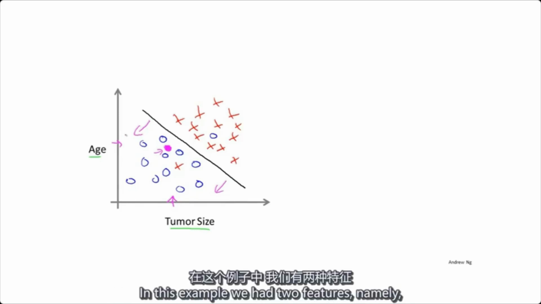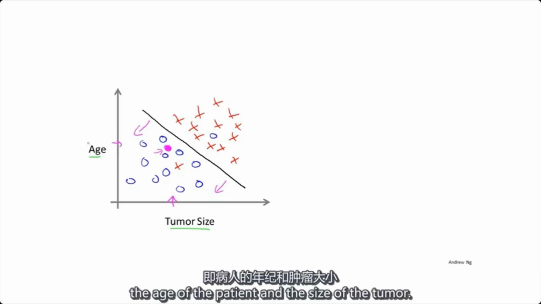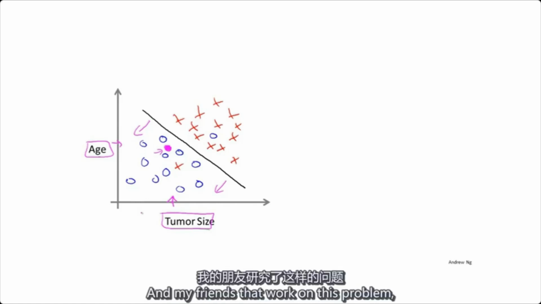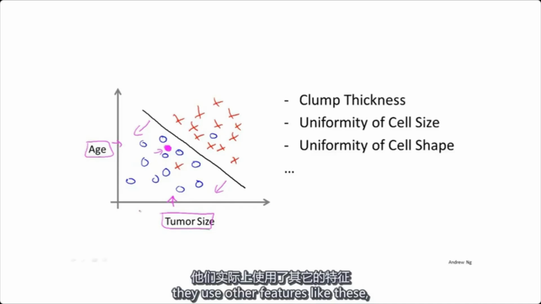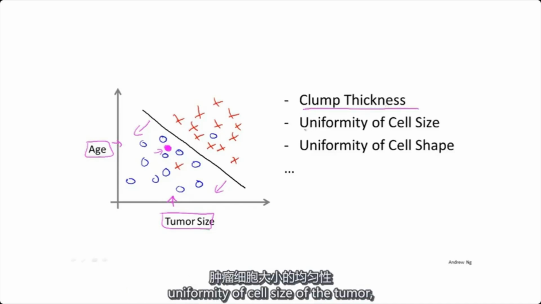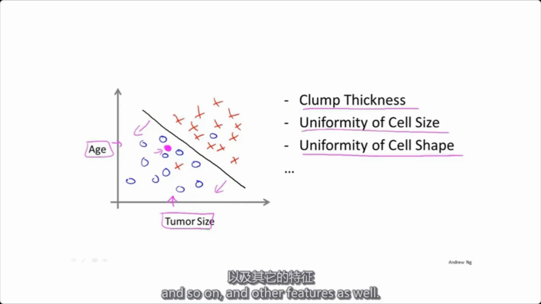In this example, we had two features, namely the age of the patient and the size of the tumor. In other machine learning problems, we will often have more features. And my friends that work on this problem actually use other features like these, which is clump thickness of the breast tumor, uniformity of cell size of the tumor, uniformity of cell shape of the tumor, and so on, and other features as well.